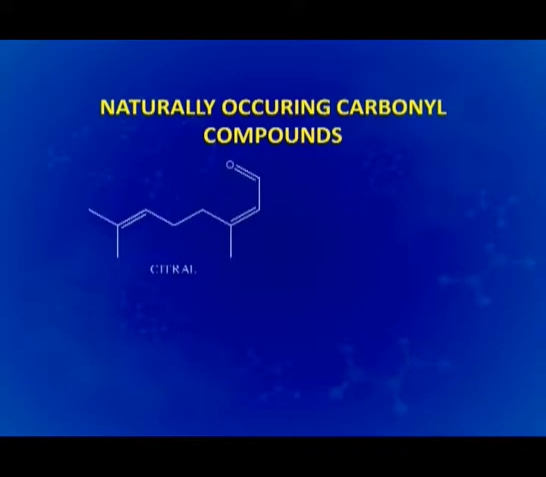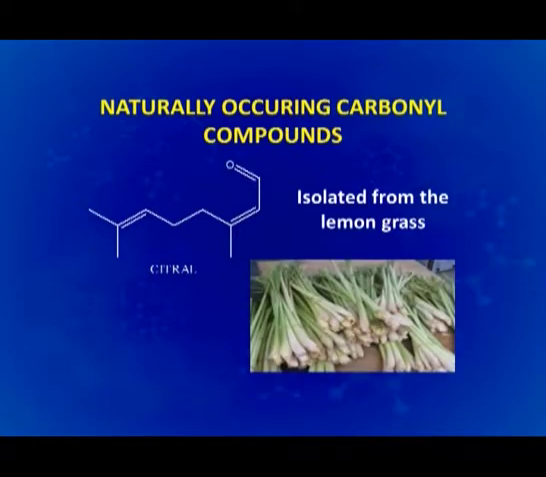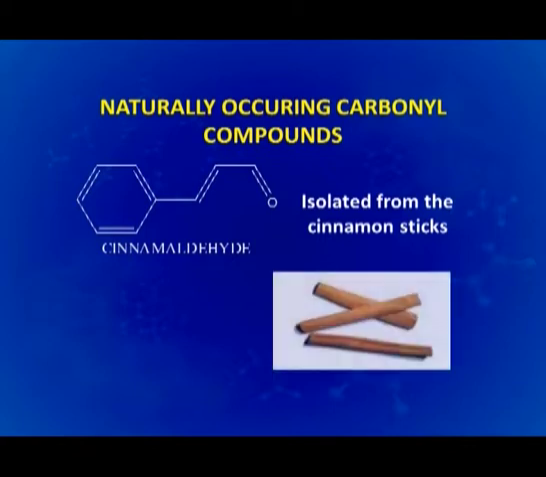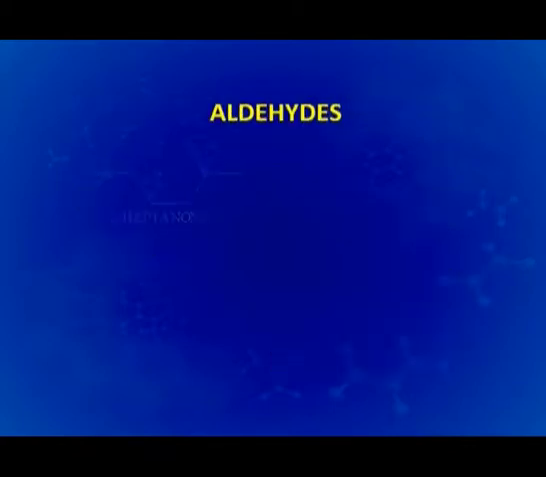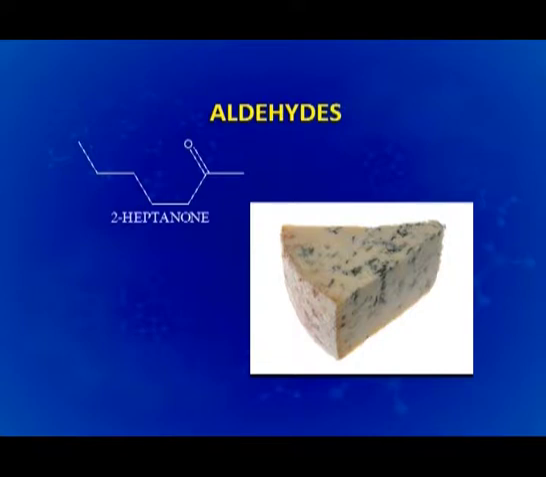The first one is the compound citral, which is isolated from lemongrass, and normally we are using it in so many medicines. And the second compound is cinnamaldehyde, which is isolated from cinnamon sticks, which we use in everyday masala. And the next one is 2-heptanone. It is also known as blue cheese. Usually we are using it in pastas as well as pizzas.